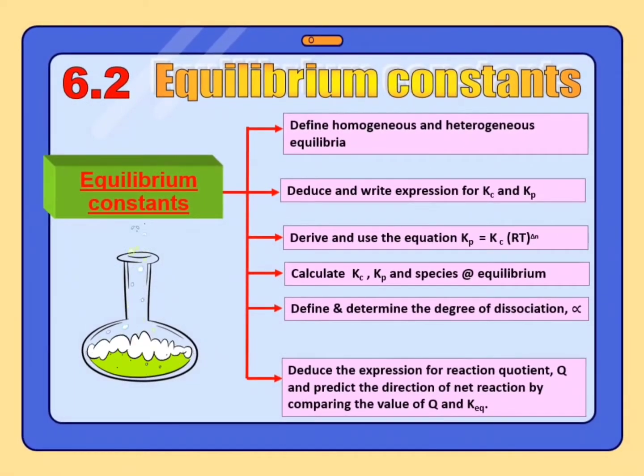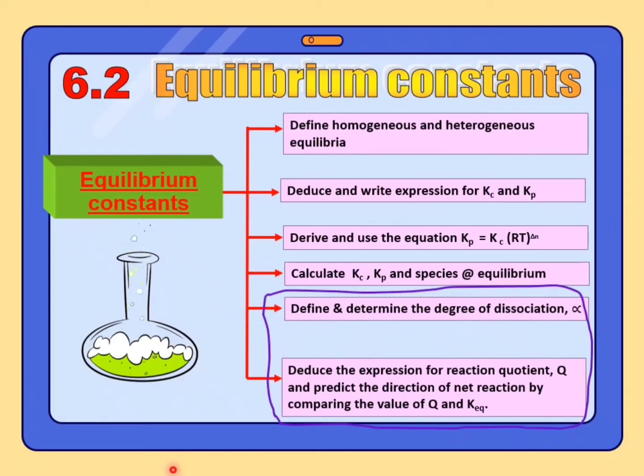Alright guys, in this part, we are going to define and determine the degree of dissociation, and then we are going to deduce the expression for the reaction quotient and predict the direction of net reaction by comparing the value of Q and K.